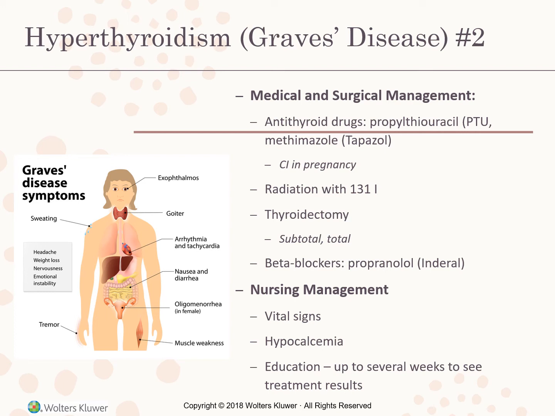So, if RAI is used to destroy thyroid tissue, we have to make sure we tell the patient that it does not seriously affect other tissues, but possible transient effects after the use of 131I are nausea, vomiting, malaise, fever, and gland tenderness.